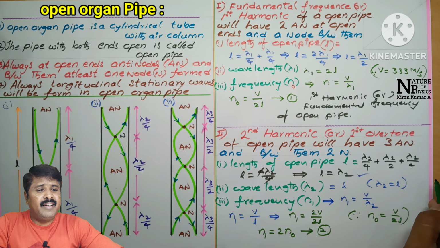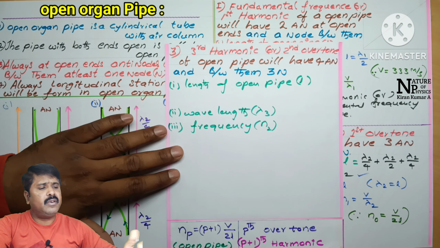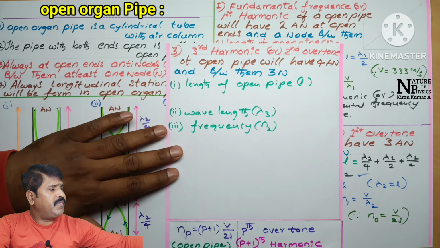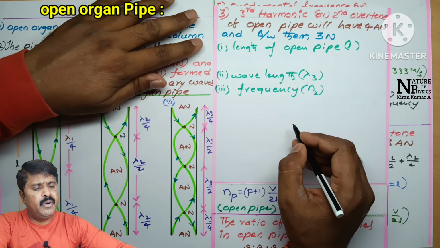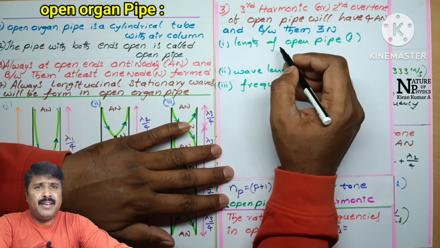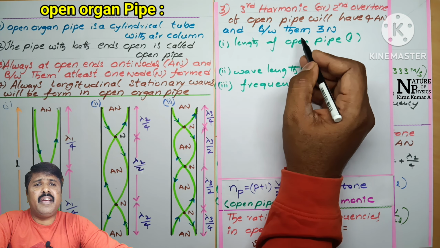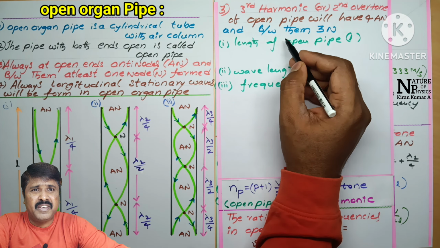And then the third derivation, continuation. See student, for the third derivation, step by step we will discuss it. So the third diagram here. Yes, student. That is the third harmonic or second overtone of an open pipe. The proof we will discuss in the derivation.